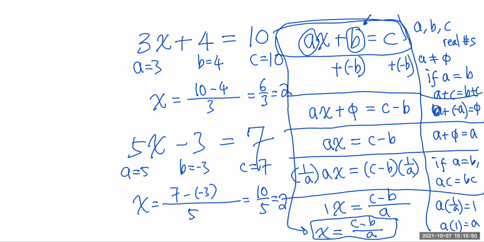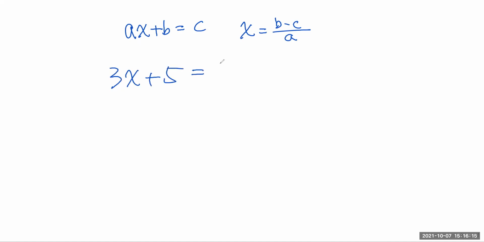Okay, now we have that. So I'll give you a problem, but now you're going to use the formula. So we say if ax plus b equals c, then x is c minus b over a. That's what we got. That's the formula. So now let's say 3x plus, say, 5 equals 9. What is our answer by using the formula?